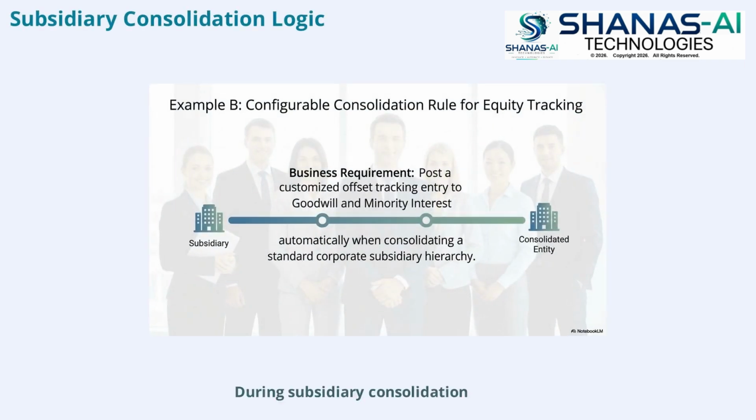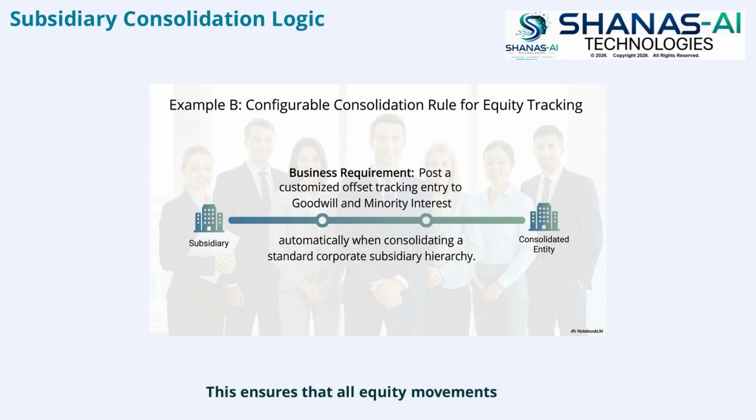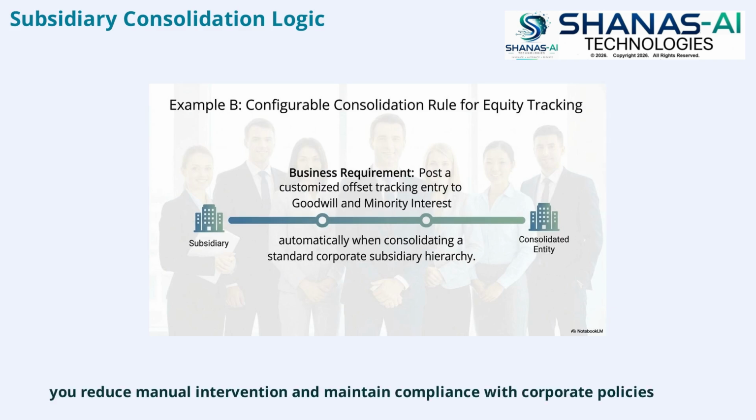During subsidiary consolidation, the equity tracking rule posts offset entries to goodwill and minority interest. This ensures that all equity movements are accurately reflected in the financial statements. By automating these entries, you reduce manual intervention and maintain compliance with corporate policies.